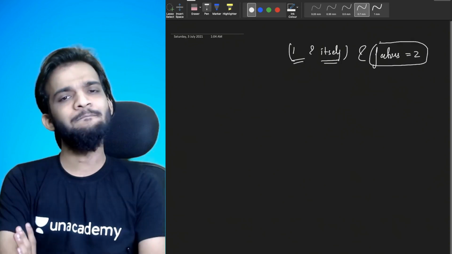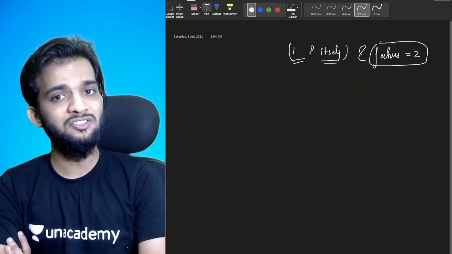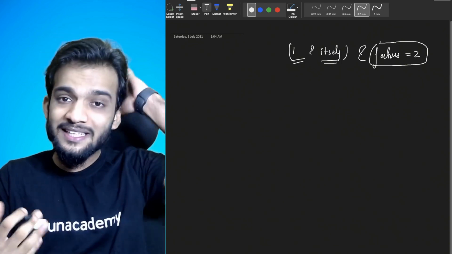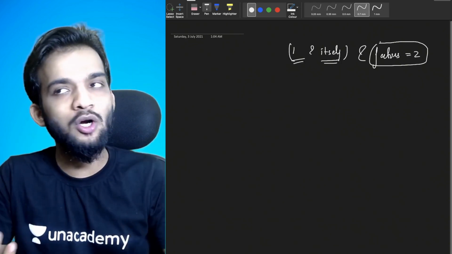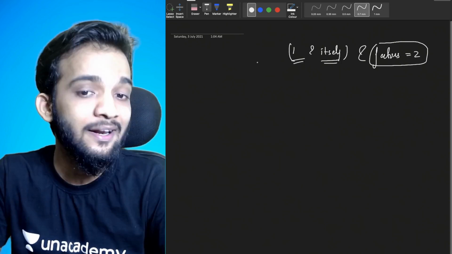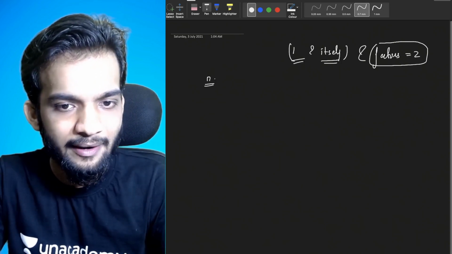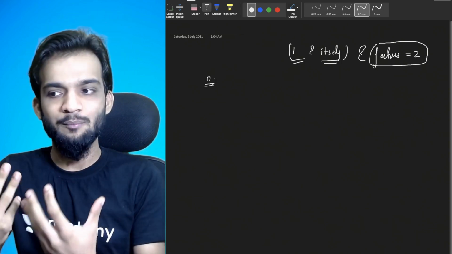I'll be like, yes, I can check if the number of factors are 2. So why don't we do that? We basically check if the number of factors are 2 or not. So if there is a number n, for example, let's assume there is a number n, how do you check if that number is a prime or not?